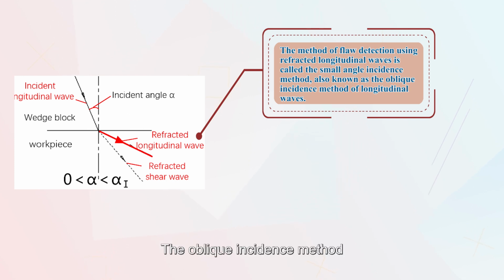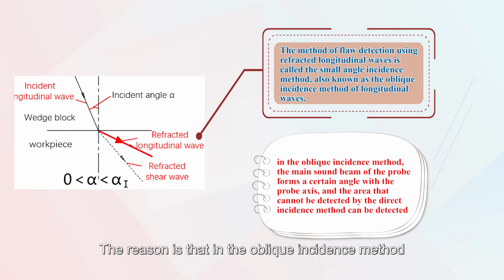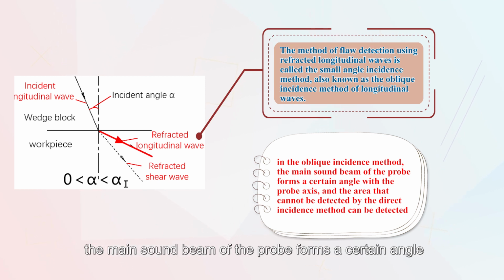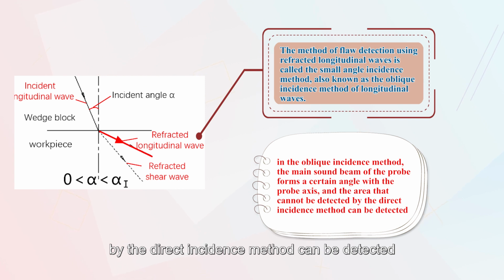The oblique incidence method can solve the shortcomings of the direct incidence method. The reason is that in the oblique incidence method, the main sound beam of the probe forms a certain angle with the probe axis, and the areas that cannot be detected by the direct incidence method can be detected.